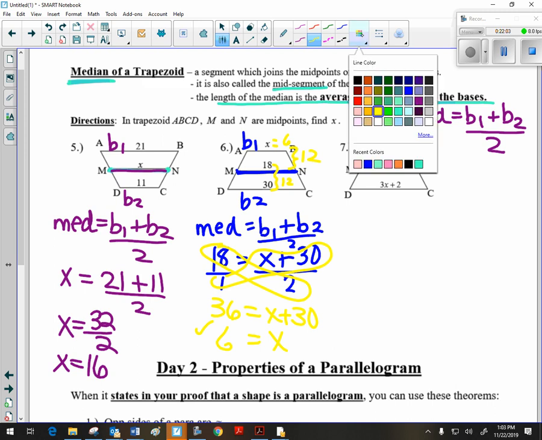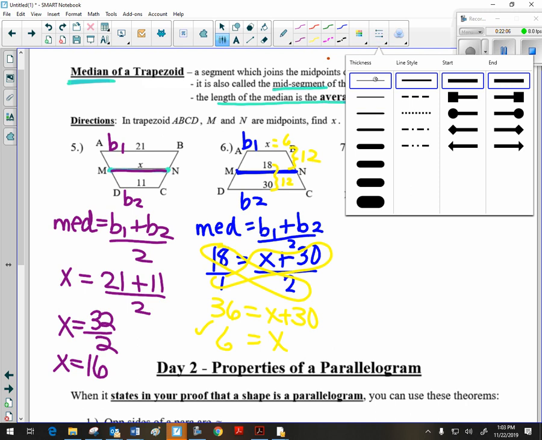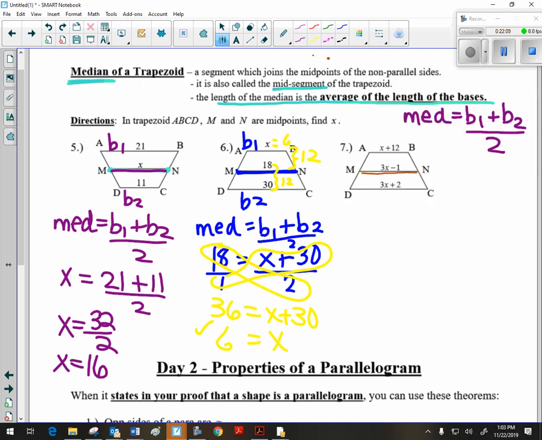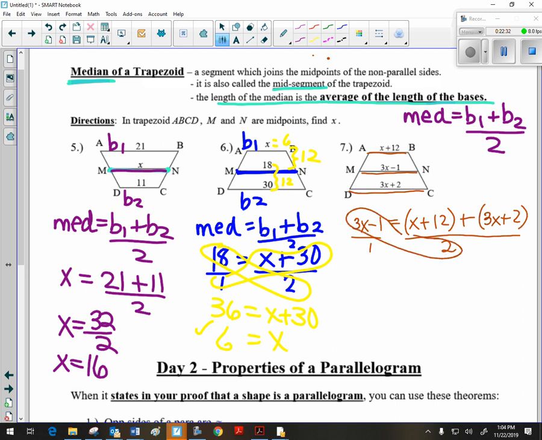Question 7 is a little bit more involved because of the algebra only. So when we go through and we do this, we just want to make sure that we're still substituting in the same exact way. The median, 3x minus 1, equals the top base, x plus 12, plus the bottom base, also known as base 1 and base 2, divided by 2. So I'm going to do the same thing we did on the other ones. I'm going to put that over 1 so there's a fraction on both sides. And on the diagonal here, I'm doing 2 times 3x minus 1 equals, and I'm going to combine like terms and get 4x plus 14 times 1. Distribute.